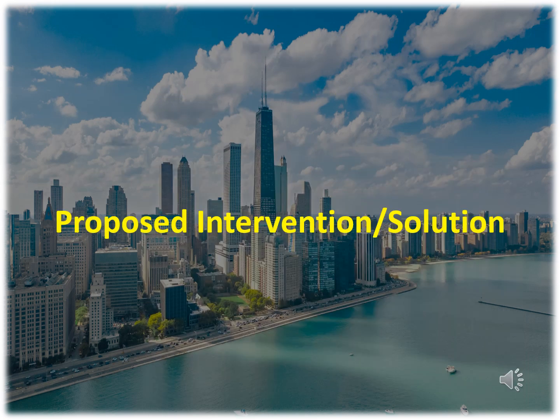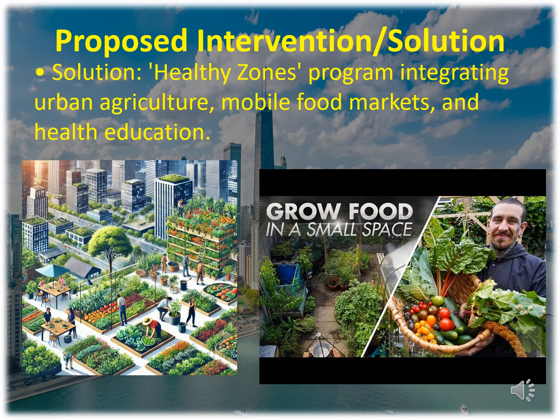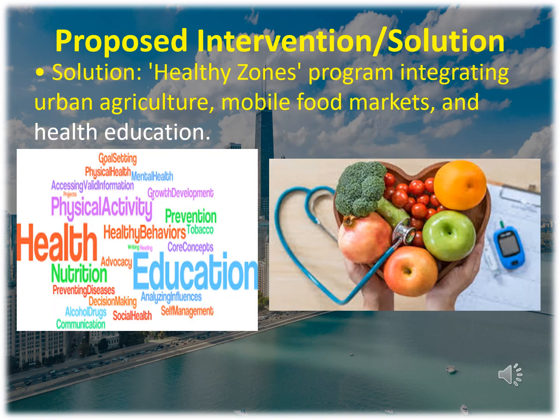Now, let's propose some improvements and solutions. Healthy Zones program integrating urban agriculture, mobile food markets, and health education. Provide programs, classes, and seminars encouraging and educating people to grow food in urban places. Provide and encourage incentives to mobile food markets. And very important, health education.